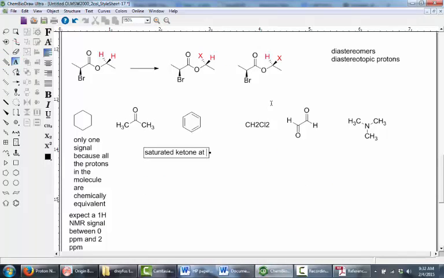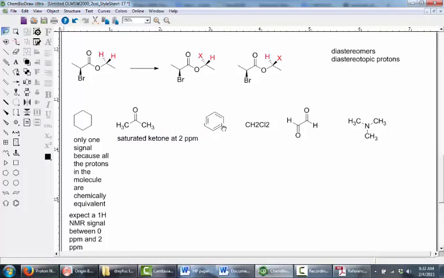Saturated ketone at 2 ppm. That goes to this guy. Benzene, again, this is an aromatic ring. All the protons here are chemically equivalent as well, and so I'm going to see only a single signal. I go to my table, I remember characteristic proton signals for an aromatic region are going to be between 6 ppm and 8 ppm.